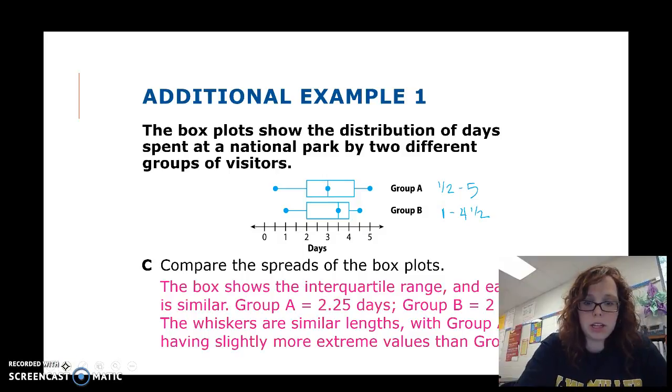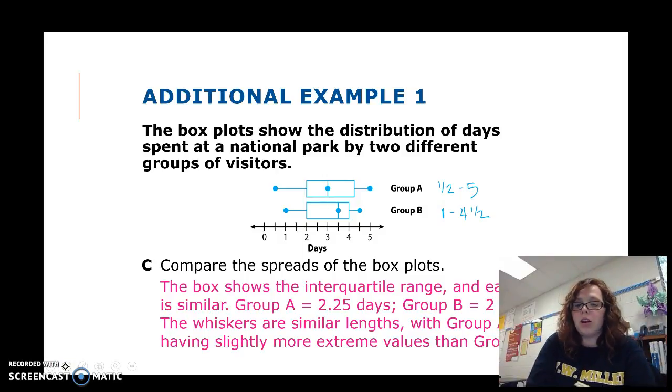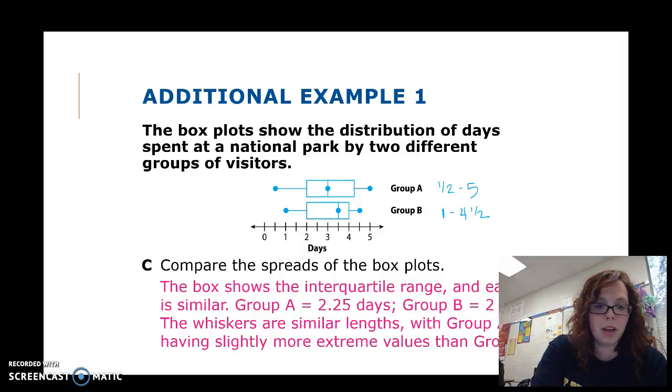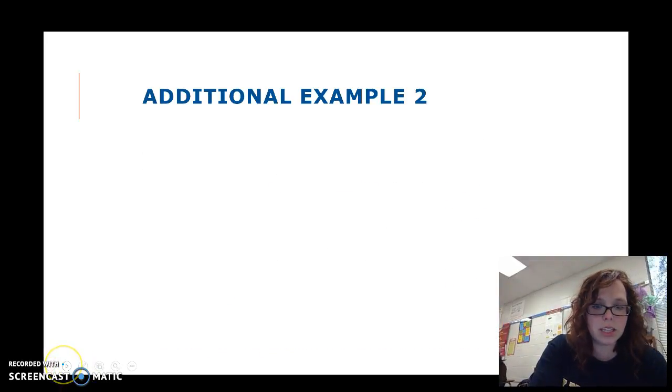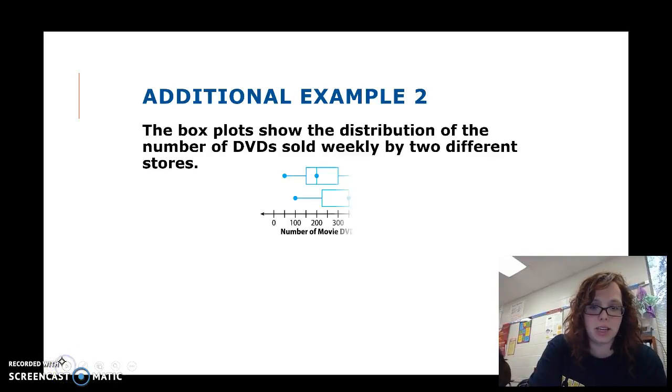So let's take a look. It says the box shows the interquartile range, and each box is similar. Group A is 2.25 days, and group B is 2 days. The whiskers are similar lengths, with group A having slightly more extreme values than group B. Alright, so now we finished analyzing that one, so let's go on to our next example.